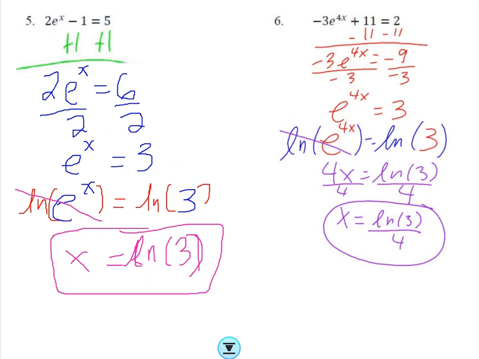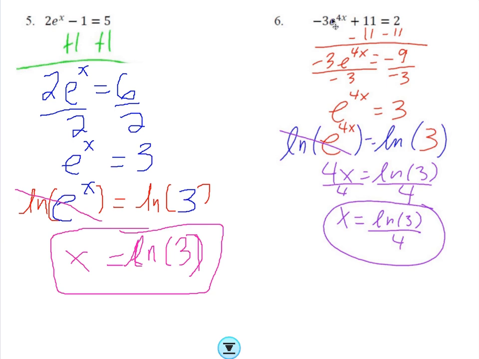Okay. For number 6, this is another, and for number 5 and number 6, they're exponential equations, which means you do not need to check for extraneous solutions. There are no extraneous solutions to exponential equations. You can have an exponent be anything, 0, positive, negative, doesn't matter.